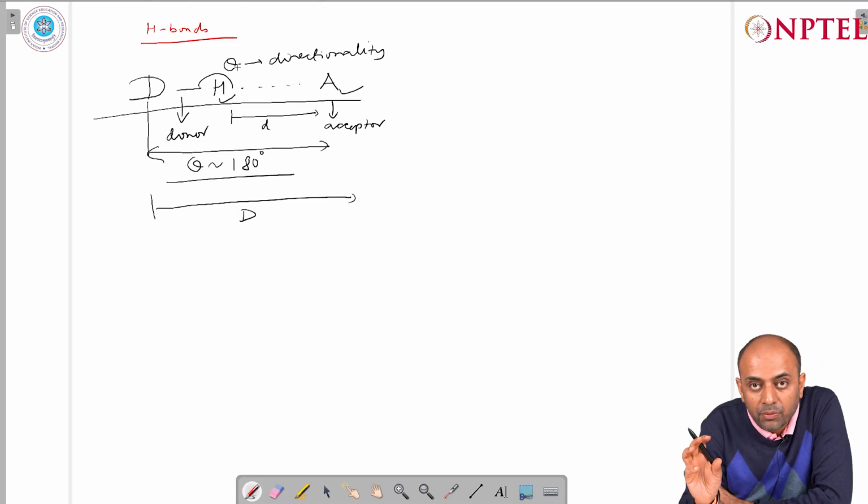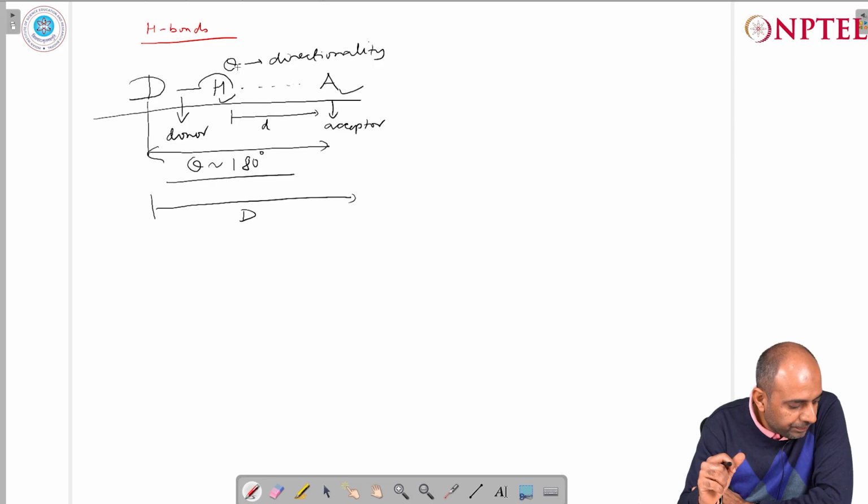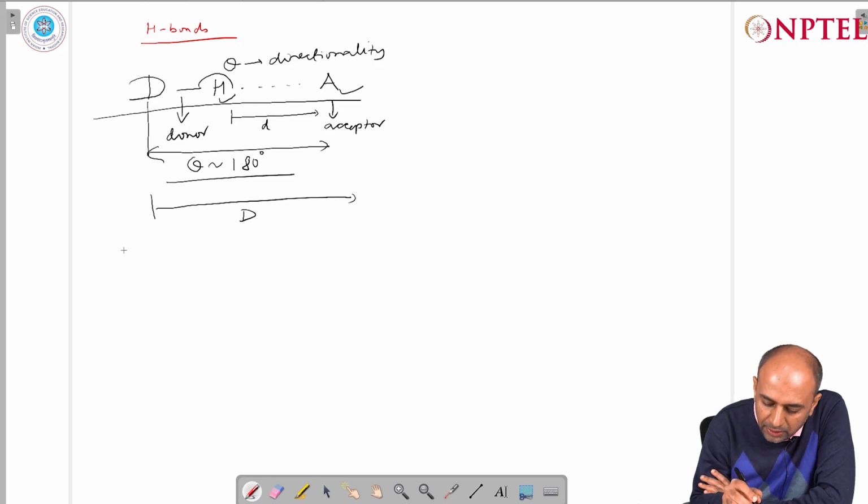Now let us take up some classical examples of hydrogen bond formation, because as we know, hydrogen bond formation plays a very important role in molecular recognition. It also affects the physical and chemical properties of matter, for example the melting point, the boiling point, and the way the molecules associate affects the properties. Let us take some examples. For example, let us consider two water molecules hydrogen bonding with each other.